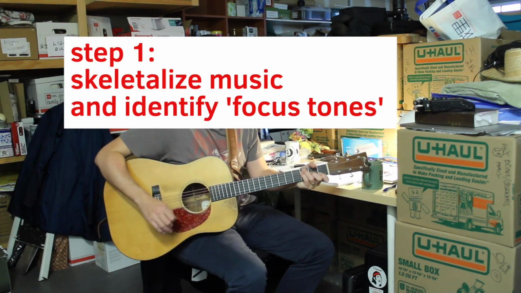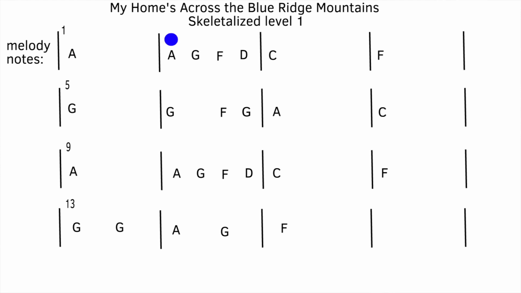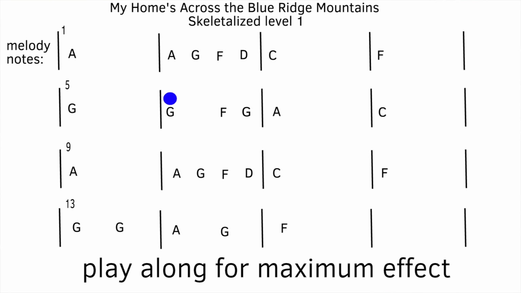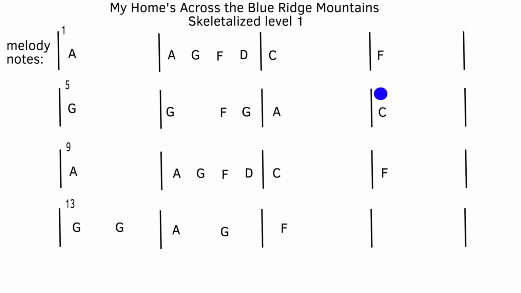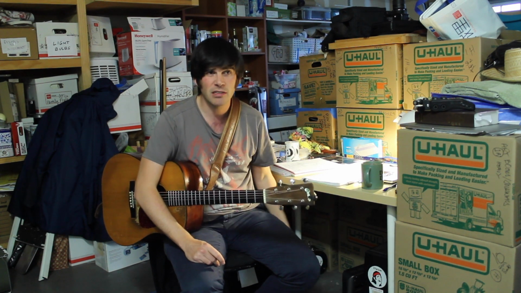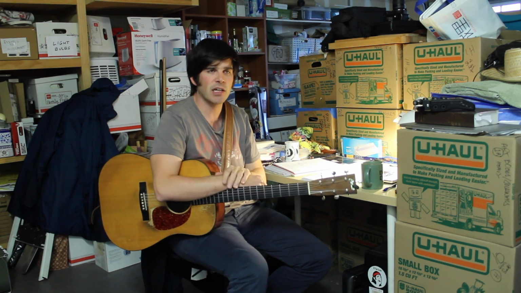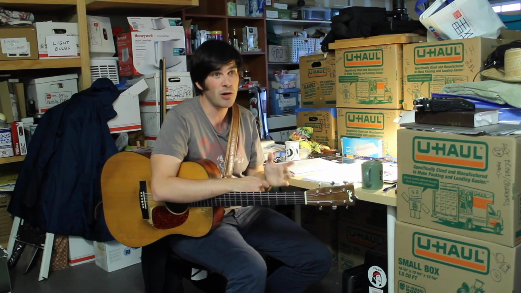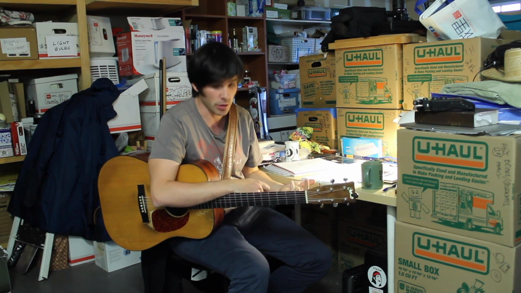I would boil that down into this melody. Nice. For the approach that I want to try out to implement polytonality into My Home's Across the Blue Ridge Mountains, I want to skeletalize that even further. This majorly skeletalized version basically has one note per bar or sometimes one note per two bars.